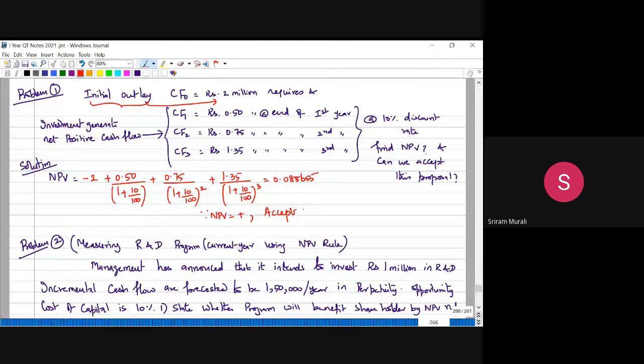Have you understood? See, you have given $2 million. Initially, you invest $2 million. That is my capital. This capital generates first year cash flow of 0.5 million. Second year cash flow will be 0.75 million. Third year cash flow will be 1.35 million. So I am computing the weighted average cash flow, where I get 0.08865. Therefore, it is positive. Had it been negative, I would have dropped. Have you understood?